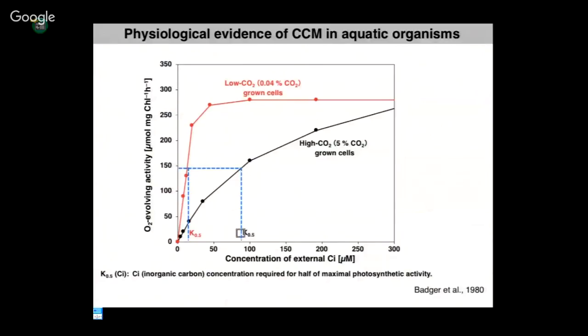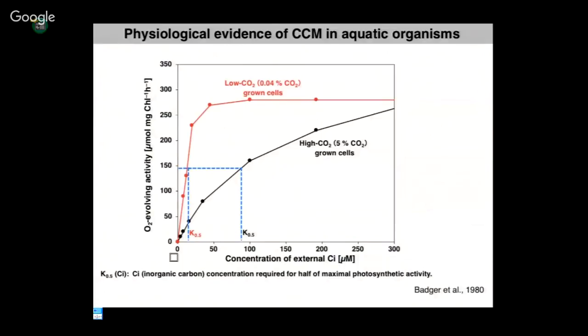If we culture the cell in high CO2 condition, the K half value is high, and if we culture the cell under CO2 limiting condition, the K half value is very low. That means very good photosynthesis acclimation. So if the K half value is low, we assume better photosynthesis performance.